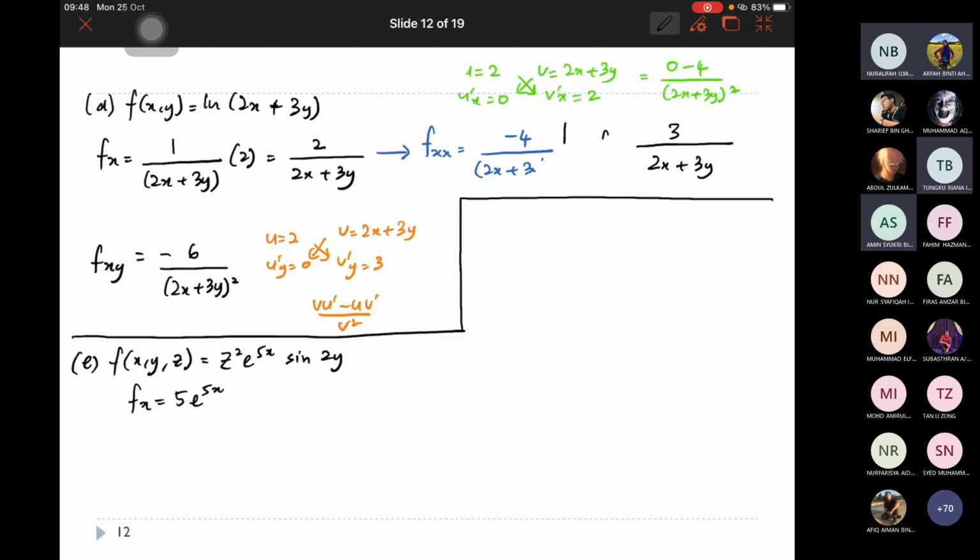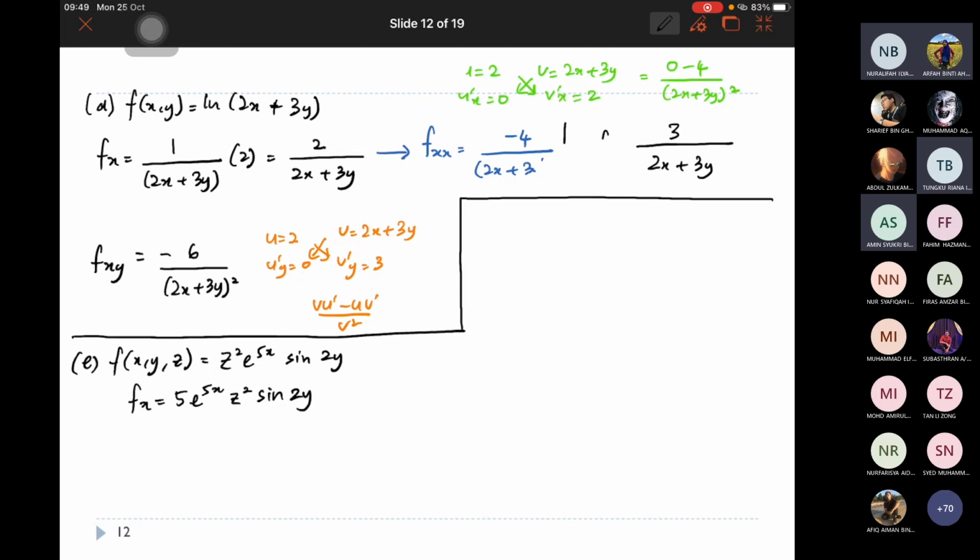Okay. Sekejap, bezakan terhadap x. fx, y, z. So kita anggap yang lain-lain tu sebagai constant. So bezakan terhadap x juga akan dapat 5 exponential 5x, z squared sin 2y. Okay. So the other terms kita akan assume as a constant.